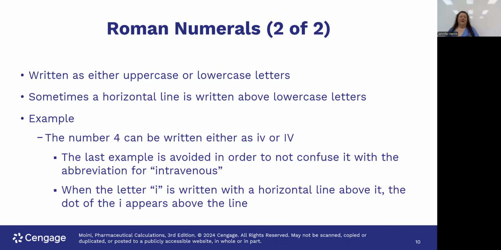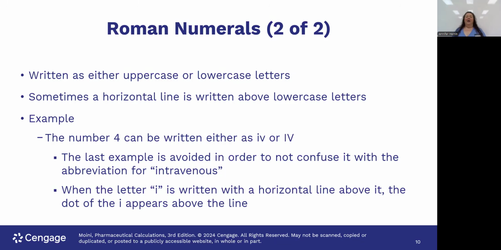So these Roman numerals, as I mentioned, can be written as either uppercase or lowercase letters. Sometimes a horizontal line is written above lowercase letters. So for example, the number 4 can be written as either a lowercase i and a lowercase v or capital IV. And the last example is avoided in order to not confuse it with the abbreviation for intravenous. So your doctors may resort to writing that one in lowercase just to prevent that confusion.